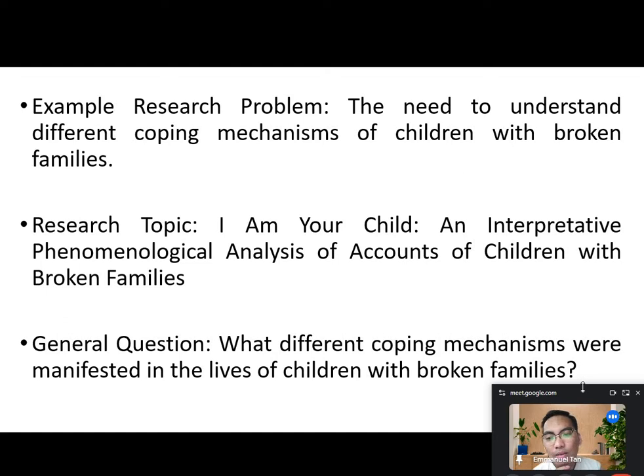Okay? Now, you have the topic already, then what's the general question that you wanted to address? Now, the general question here, what different coping mechanisms were manifested in the lives of children with broken families? Now, look at the research problem. Alright? Look at the research problem. The research problem there, merong kailangan malaman. Ano yung kailangan malaman? The different coping mechanisms. Okay? Now, in different coping mechanisms, doon niya pinulot yung kanyang general question. Okay? What different coping mechanisms? Do you see that? What different coping mechanisms were manifested?